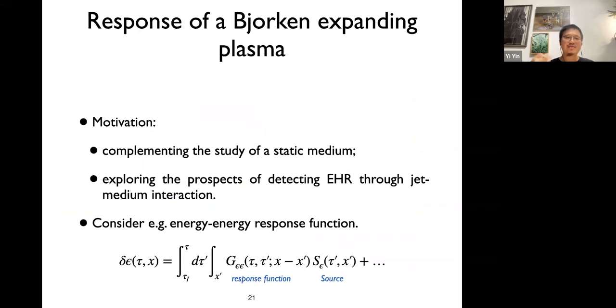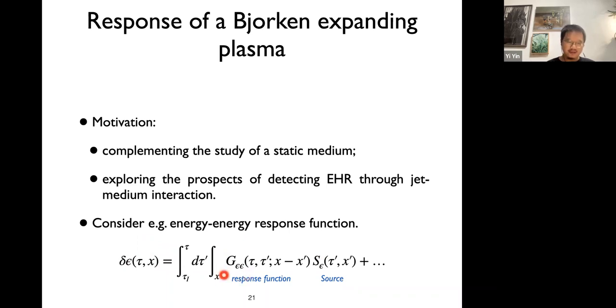So to further convince you that it works, I also would like to quickly show you some results about the response function itself. Previously I showed you the dispersion relations. Now I'm showing you the response functions. Here we are considering a slowly expanding plasma so that the system is almost linearly equilibrated. And then we introduce some energy disturbance and ask how the energy will propagate at subsequent times. So clearly, in the linearized regime, the relation between source and the induced energy density is determined by the response function denoted by g epsilon here.